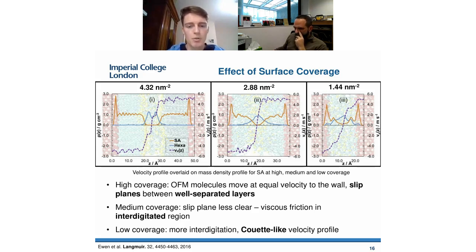When you get to medium and low coverage, you essentially get shear of the whole system. There's much more interdigitation between the blue lines and the orange lines, which are the lubricant and the friction modifier, and you get a more Couette-like profile. So you get shear of the entire system, and hence more viscous dissipation.